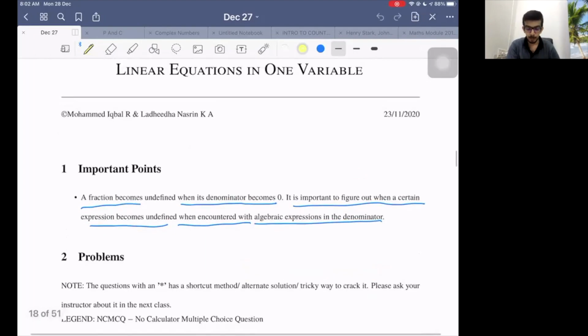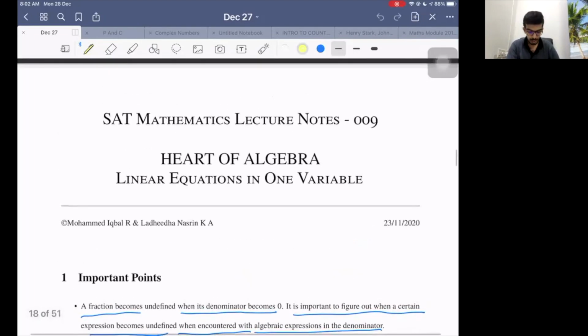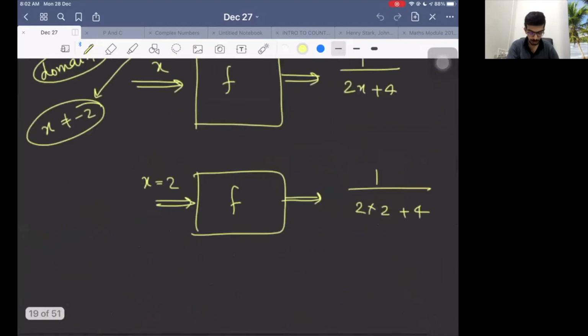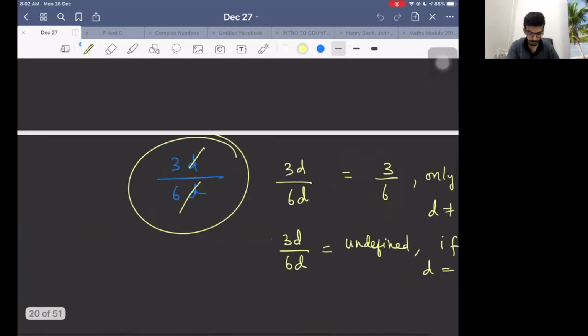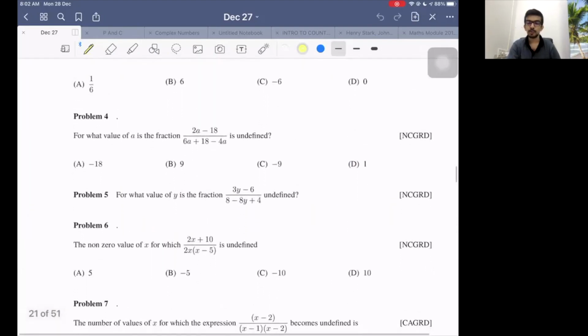So we were on problem sheet number 9, right? In sheet number 9, we completed question number 3. Now let's go to problem number 4.